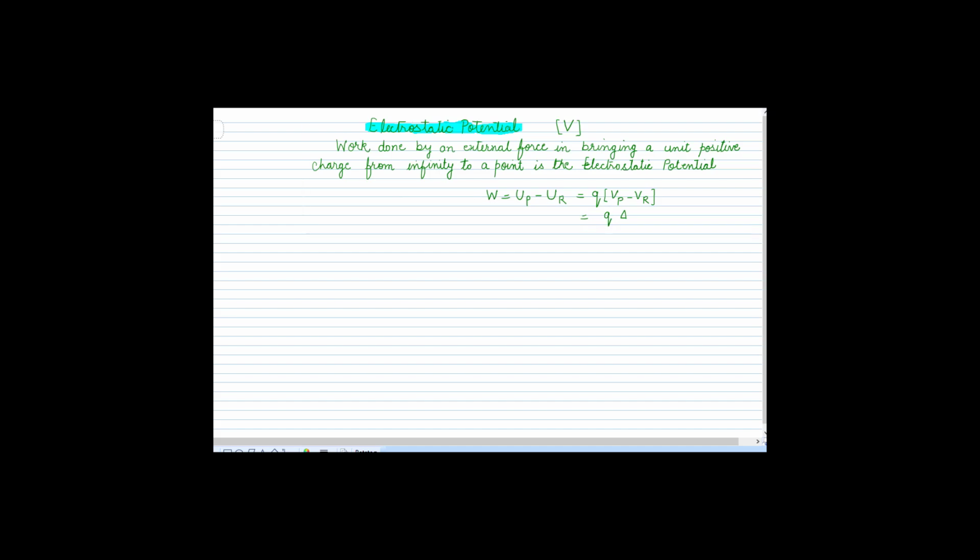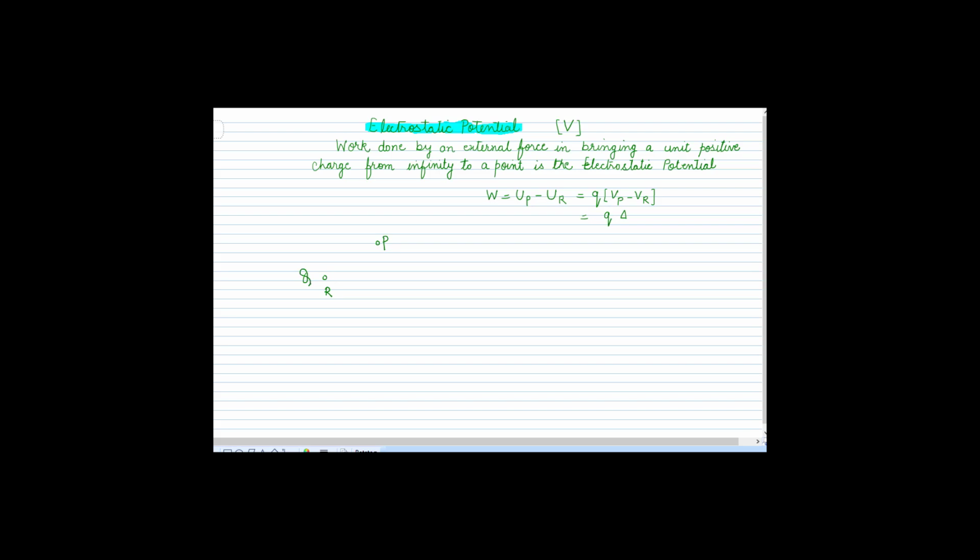The symbol for electrostatic potential is capital V. So we got the definition of electrostatic potential as work done by an external force in bringing a unit positive charge from infinity to a point is called the electrostatic potential. Initially we have taken 2 points, P was the initial point we have taken, and R was our final point. This was our point P, and R was our final point.